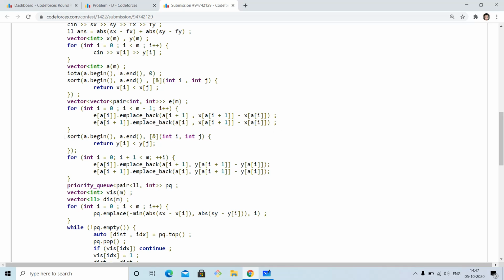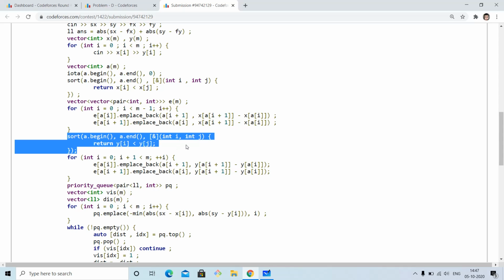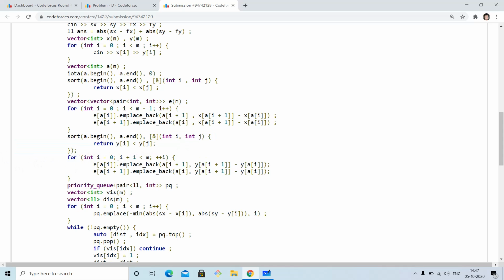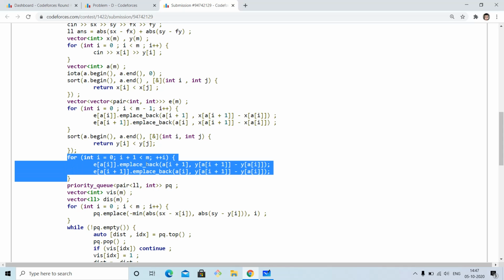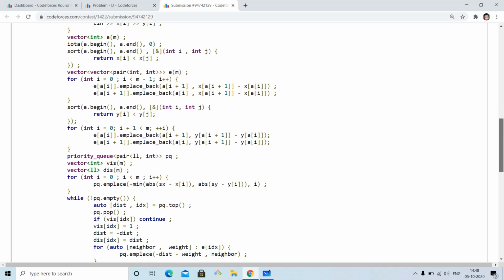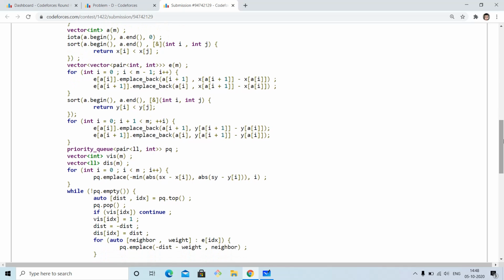Similarly, we will sort according to y, so that they are neighbors to each other, and we will also construct an edge between their y's. So it may happen that some nodes will be connected by two edges, because they are near in x and near in y as well. But we are going to take only the edge which is the least cost edge.